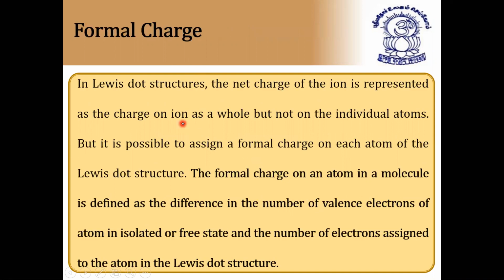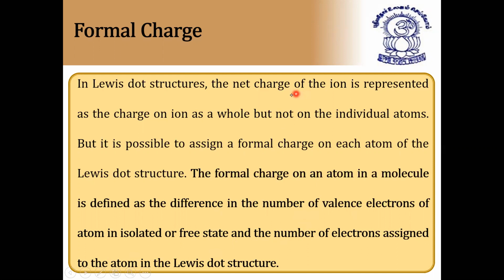Next, formal charge. As I discussed in the previous examples in this section, the net charge of an ion is represented as the charge on the ion as a whole, but not on the individual atoms. But it is possible to assign a formal charge on each atom of the Lewis structure. The formal charge of an atom in a molecule is defined as the difference between the number of valence electrons of the atom in the isolated or free state and the number of electrons assigned to the atom in the Lewis structure. Very, very important.